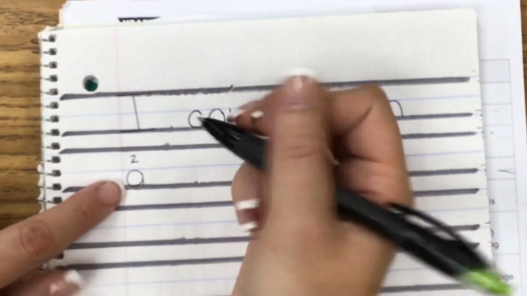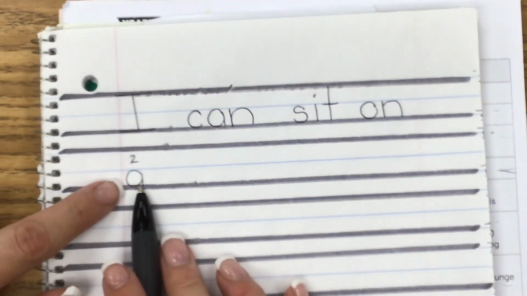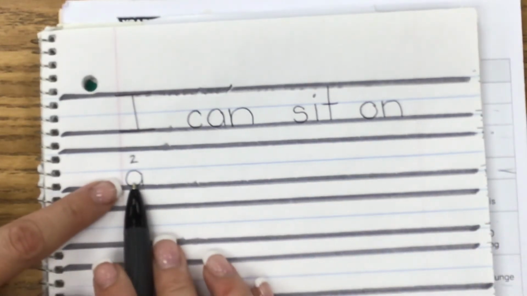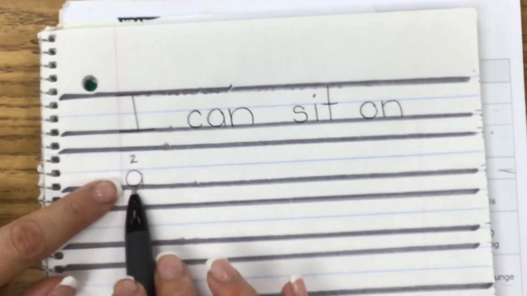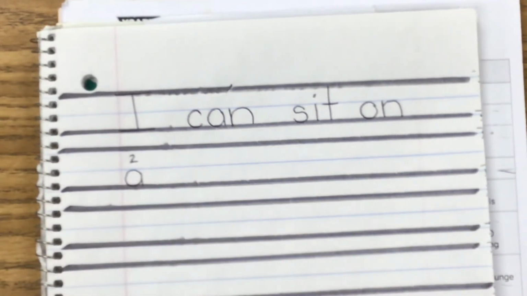This is not the first sound. So when someone's reading my sentence and they get to this A, they're not going to try and say ay. I can sit on a pin. Nope, it's not a pin. It's a pin. That's the second sound of A. A pin. I can sit on a pin.